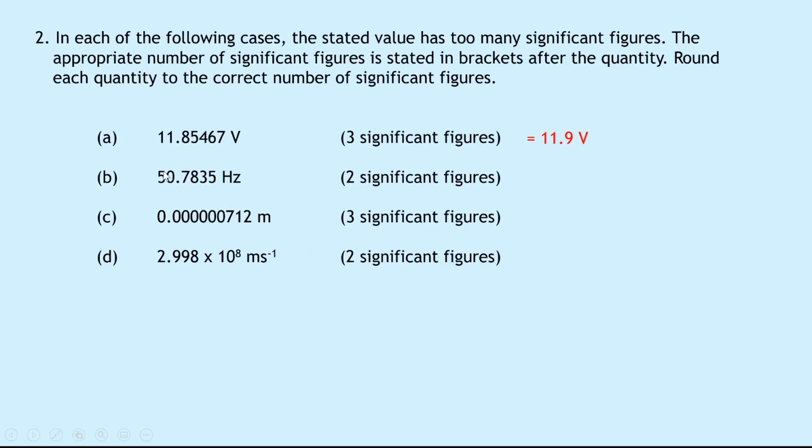Well, this is going to round up to 51 and that will give us our 2 significant figures, so 51 Hz. For part C we've got this pretty small number here and we're asked to state it to 3 significant figures, so the easiest way to do this is to use scientific notation. So we put the decimal point after the 7 there and we're going to end up with 7.12 times 10 to the power of minus 7 meters, because remember every digit in scientific notation is a significant figure. And lastly, part D, 2.998 times 10 to the power of 8 meters per second to 2 significant figures. If we want to keep this in scientific notation, we're going to make it 3.0 times 10 to the power of 8 meters per second.